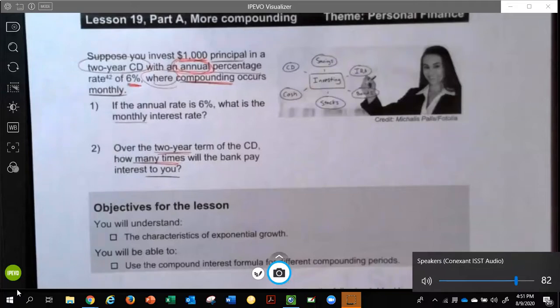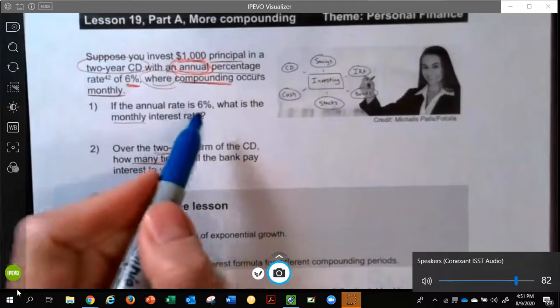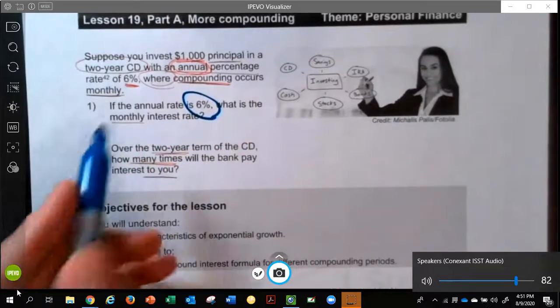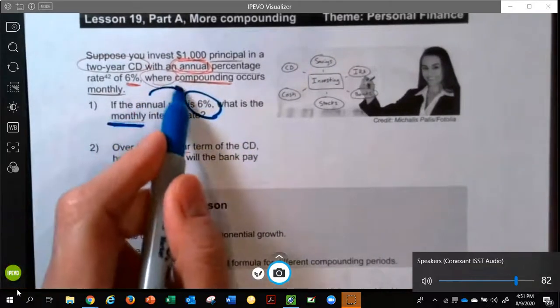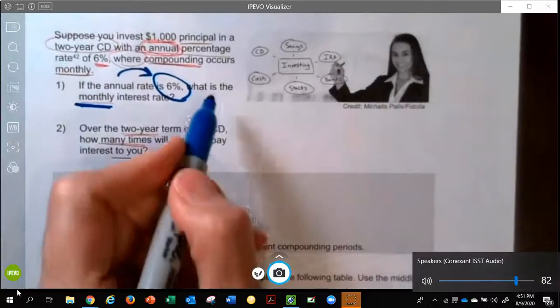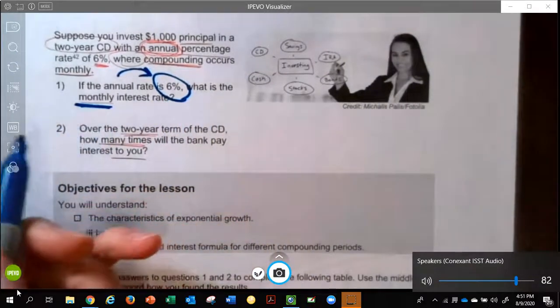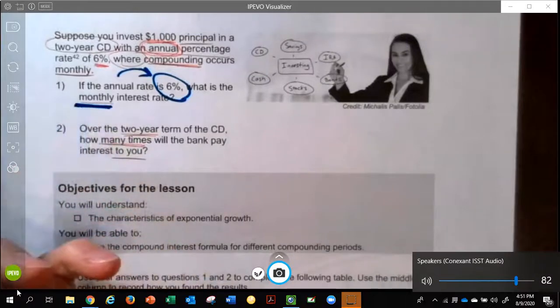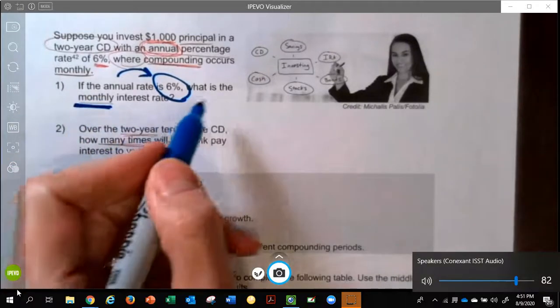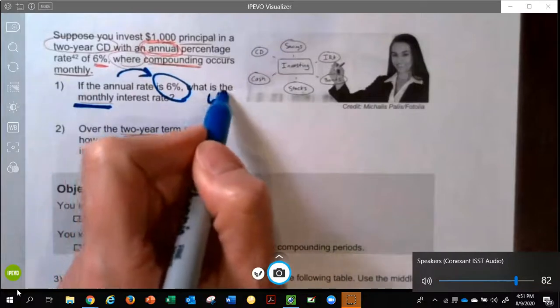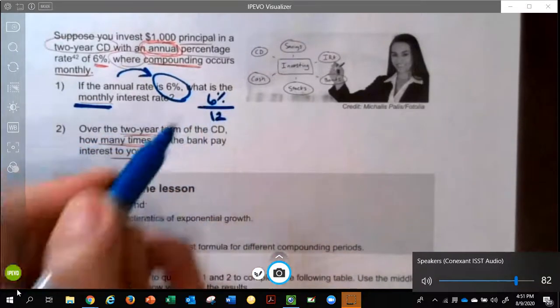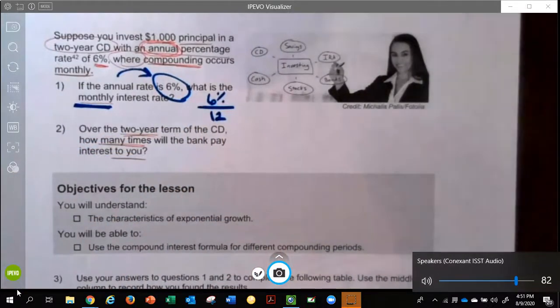So now that you're back, if the annual interest rate is 6%, then what is the monthly? If annual is 6%, then to calculate monthly, we've got to take the 6% and cut it into 12 pieces to make what's going to happen each month. We can do it a couple of ways. We can do 6% and cut it by 12. So I'll grab my good old calculator here.